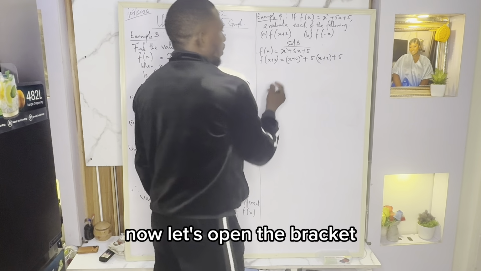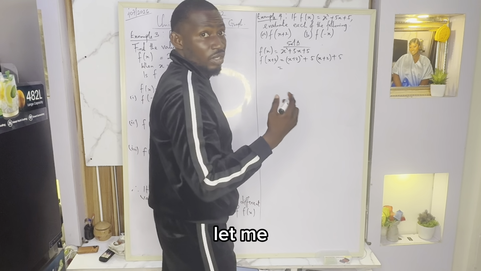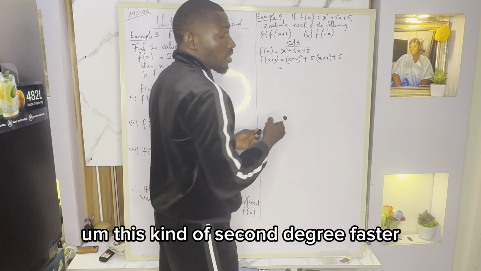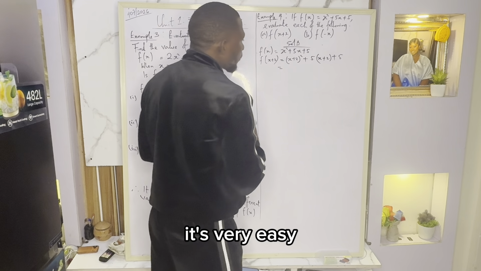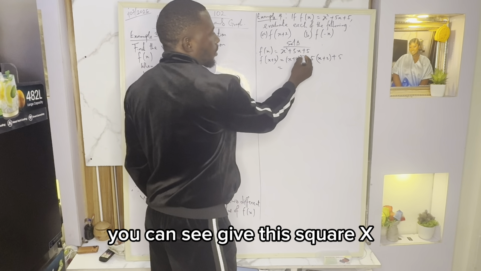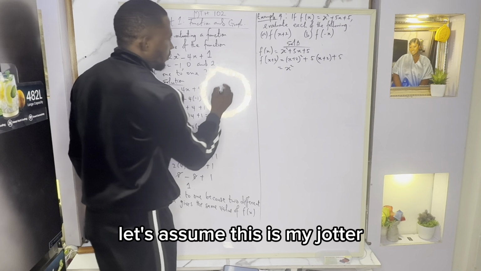Now let's open the brackets. This means we have to open the bracket. Let me teach you a simple logic that you can use to open this kind of second degree faster. It's very easy. You take the first term, give it a square, that's x squared. Let me do it on my own jota. Let's assume this is my jota.